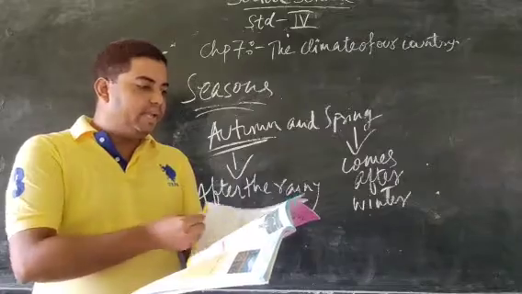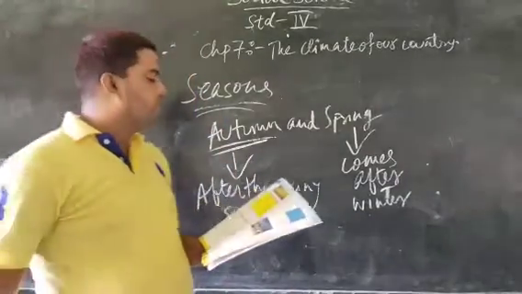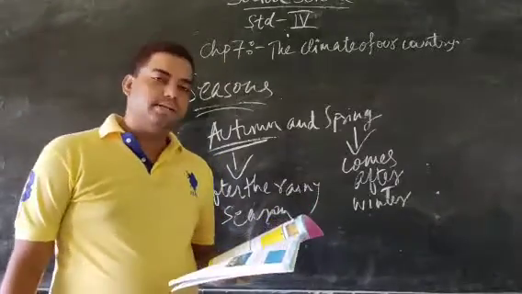So my dear children, in this way we have completed chapter number 7 of social science for standard 4. For homework, please read and understand this chapter.